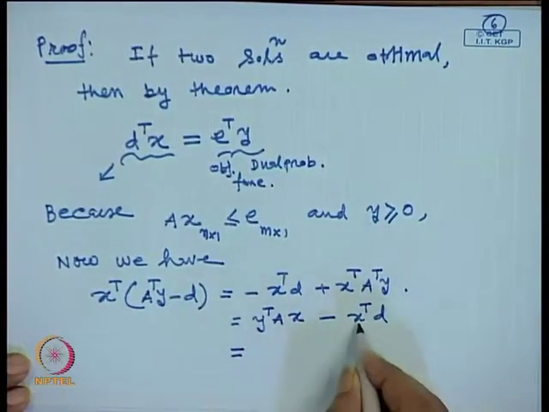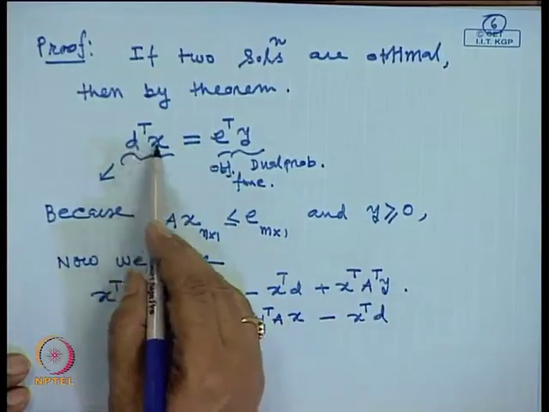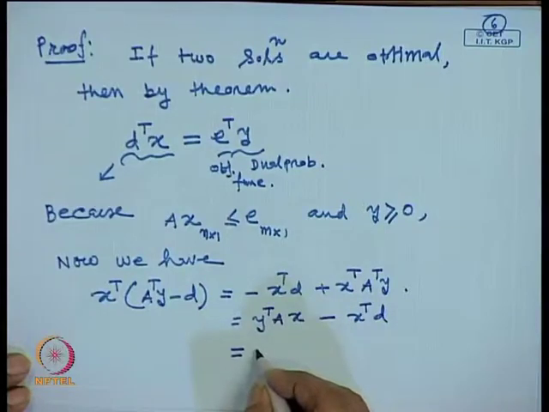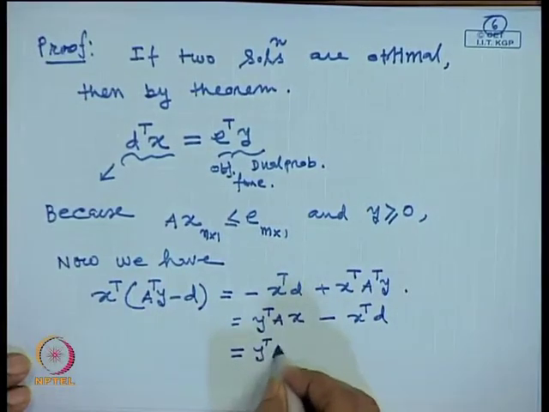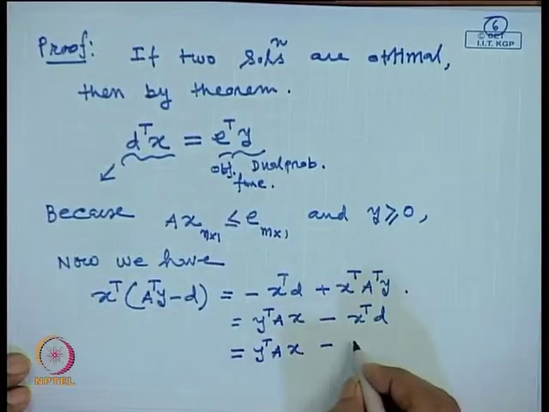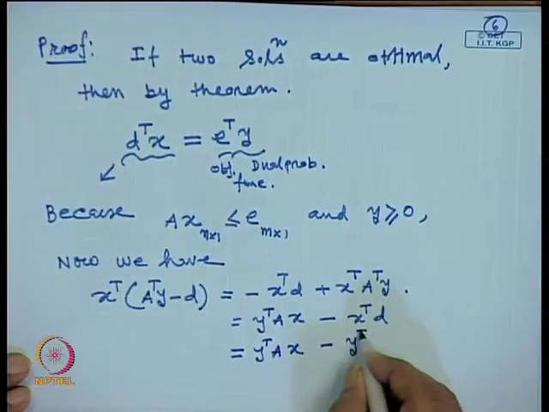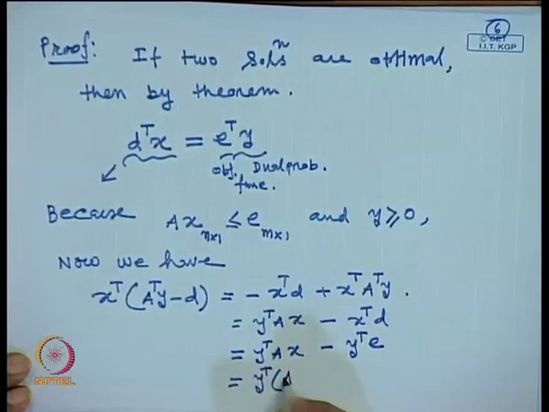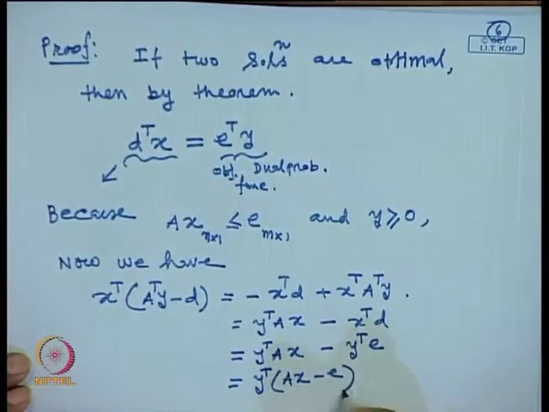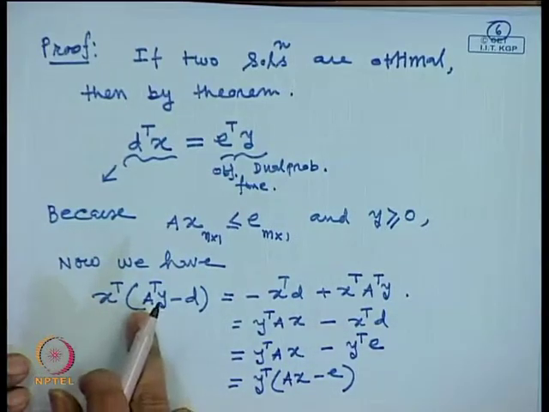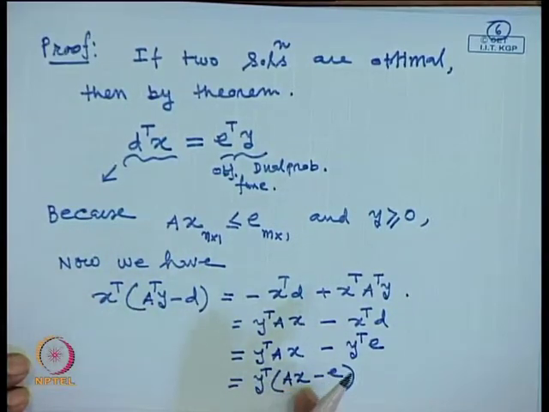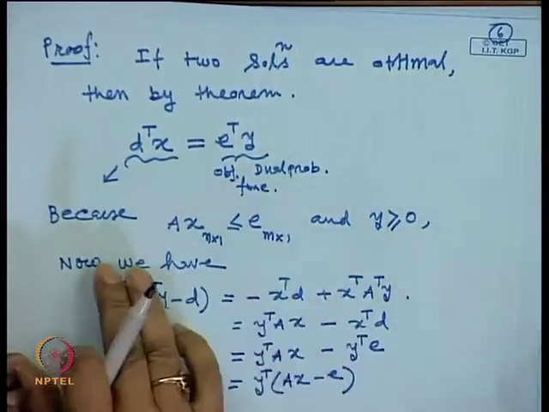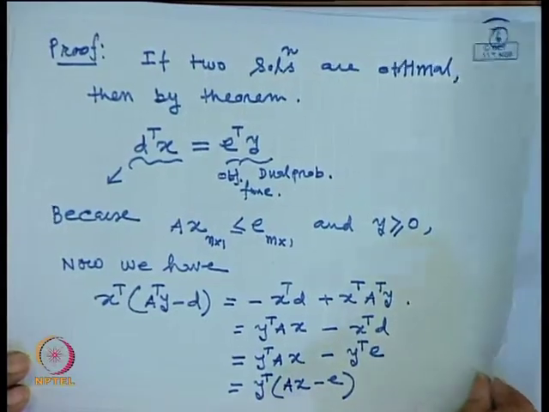X transpose D or D transpose X is nothing but Y transpose E. So we can write the first term as it is, and the second term easily as Y transpose E. If you take Y transpose common, then this is X transpose of E. So X transpose A transpose Y is nothing but Y transpose A X. Now, look at this expression individually in the left hand side and right hand side.